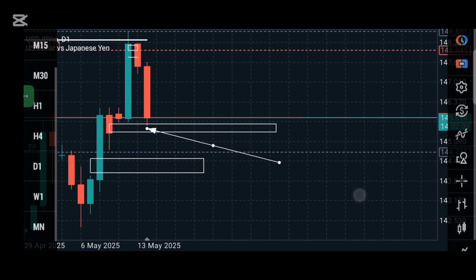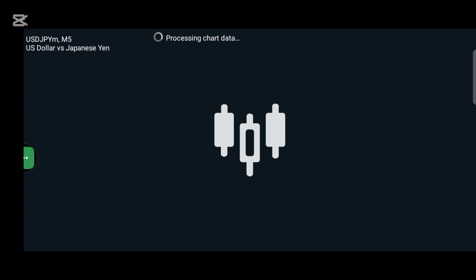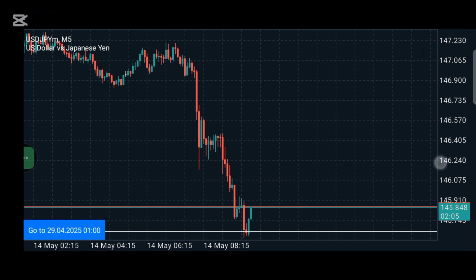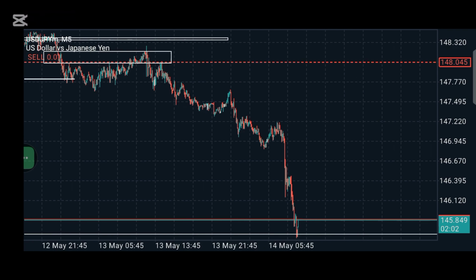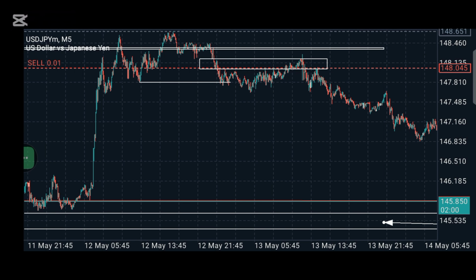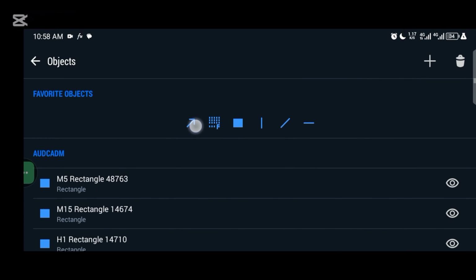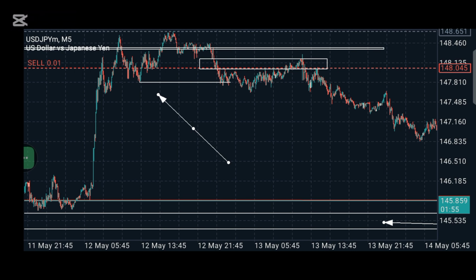So on the 5 minutes, you want to look for a shift in market structure right inside your point of interest. So this is what I have. When I already came to the market, I saw the shift in market structure. I won't lie, I was very happy because I had my confirmation already.